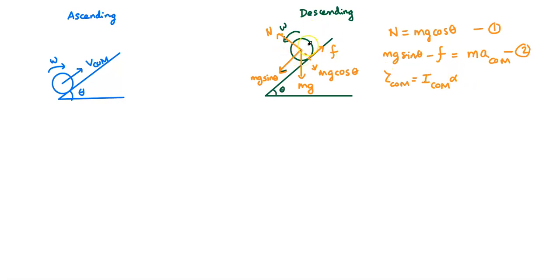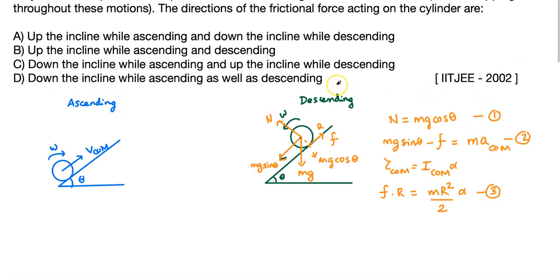So the torque about the center of mass is just going to be, assuming the radius of the cylinder is r, F times r, which is going to be the moment of inertia about the center of mass, mr squared by 2, times alpha, which is the third equation. And finally we have a constraint.